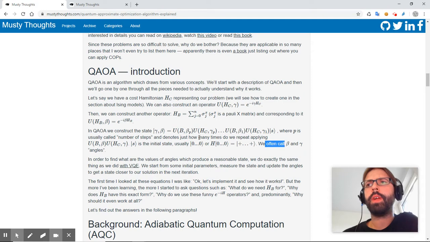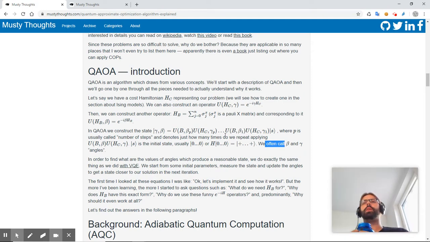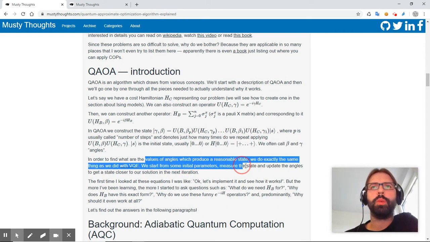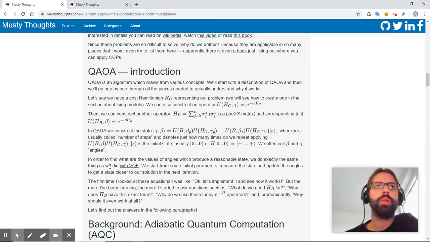So if I remember well, this is going to be something along the lines of rotations. In order to find the values of the angles which produce a reasonable state, we do exactly the same thing as we did in VQE. We start from some initial parameters, measure the state, and update the angles to get a state closer.